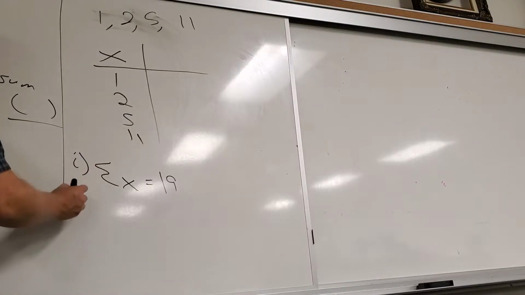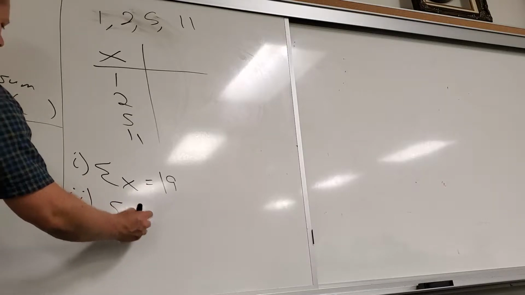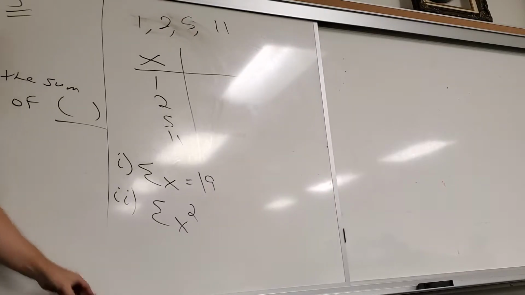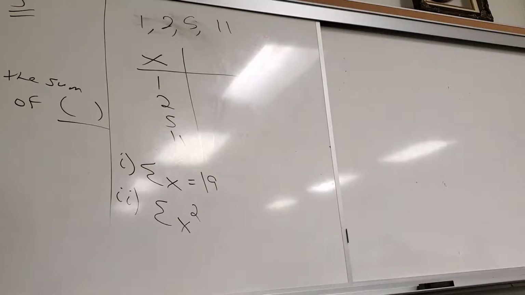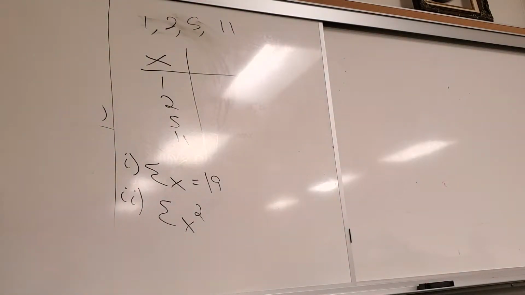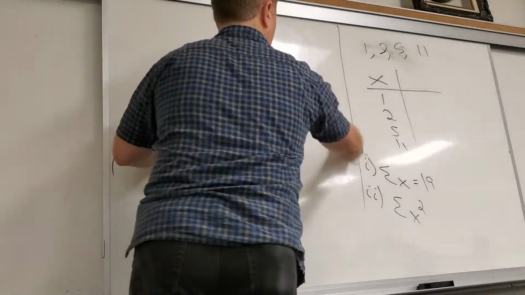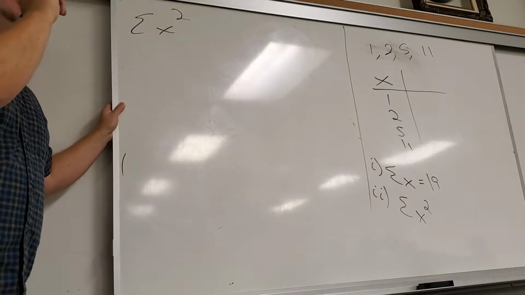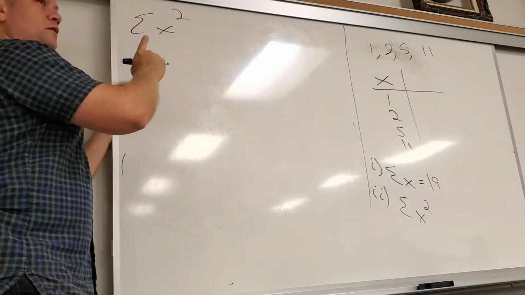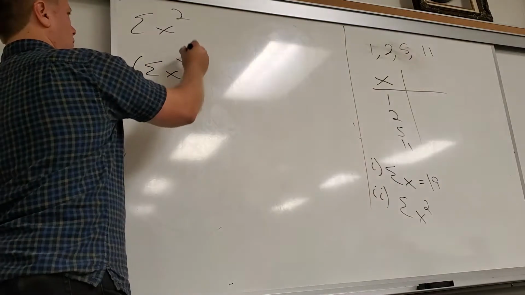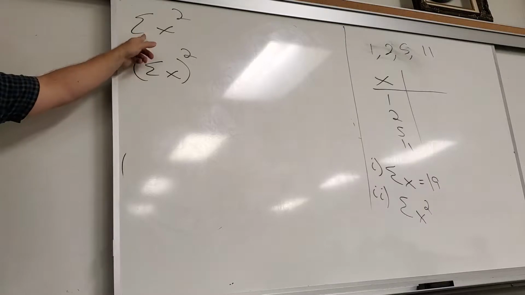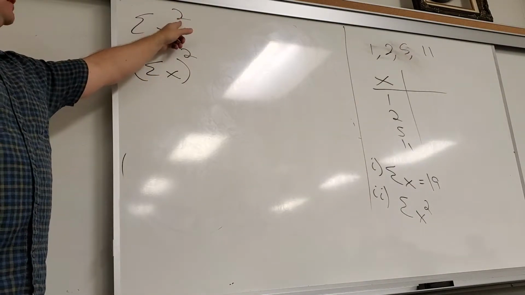Can somebody help me? How would you do this one? The sum of x squared. Let me write this up here. Sum of x squared. Now, real quick, this is different from this. Those two are different. What does order of operations say? Do I add first or square first? Square. So this one I'd have to get a bunch of x squares.